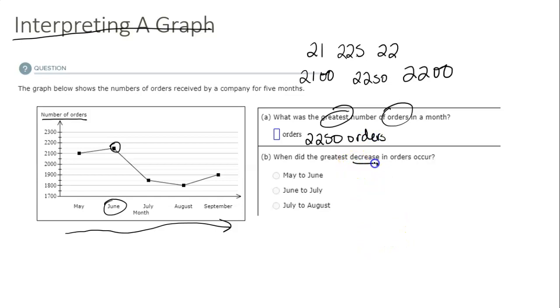When you see the word decrease, that's talking about slope. You want something that has a negative slope. The line should go down from left to right. Well, there's two places that happens, here and here. Both of those have a decrease. Now, which one has the greater decrease? Well, this one does because it has the steeper slope. The greatest decrease in orders occurred between June and July.